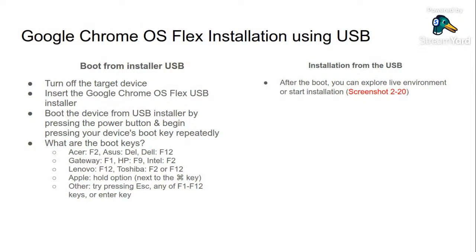Live environment is environment where you can check the Chrome OS Flex from the USB. It will show the desktop, menus, everything almost, which you can see after the install. So you can demonstrate it. Device components are working, Wi-Fi is working, cam is working, whatever you want to test. So live environment is important. Then you can start the installation.